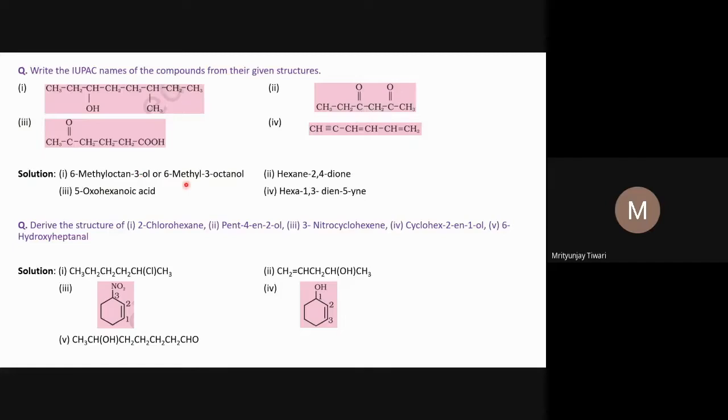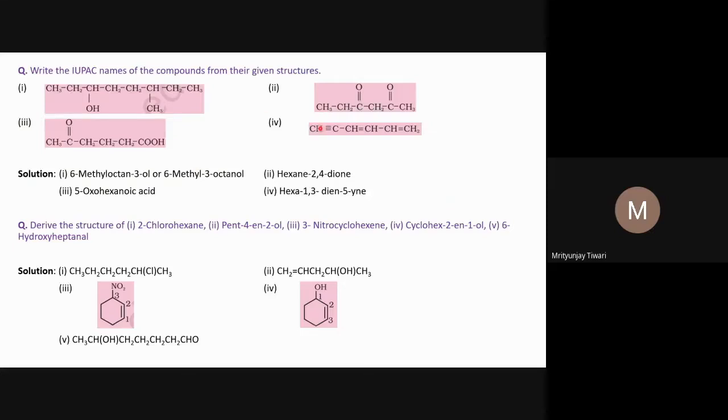These are the same names, and using these two names, you will reach only the structure of this compound. Whether 6-methyl-3-octanol or 6-methyloctane-3-ol, you will write only one compound with this structure. So both the names are permissible. And that is the aim of giving the IUPAC nomenclature: with one name, you should get one unique structure.